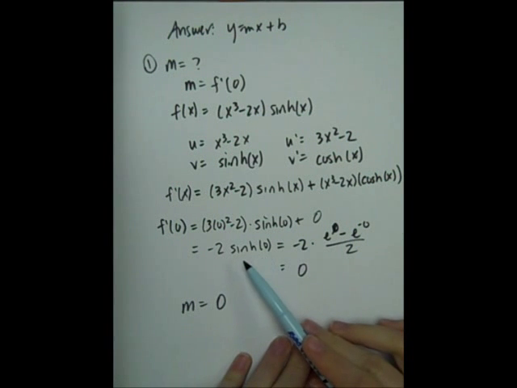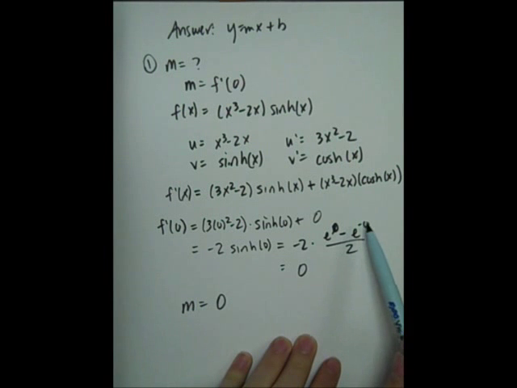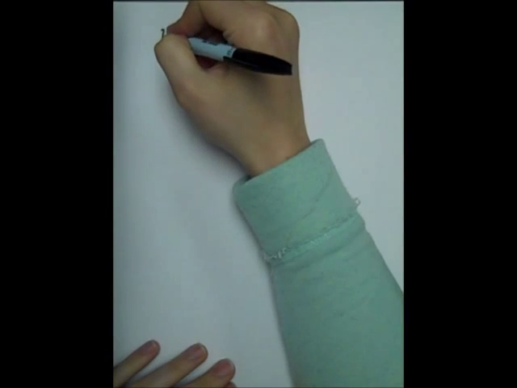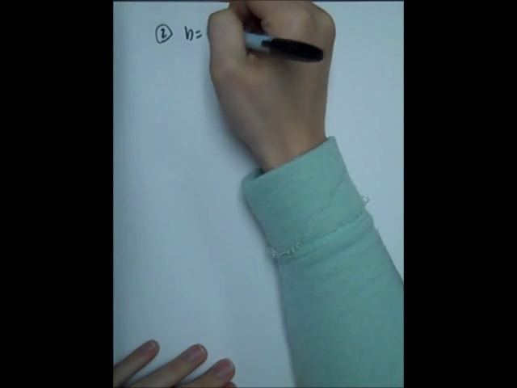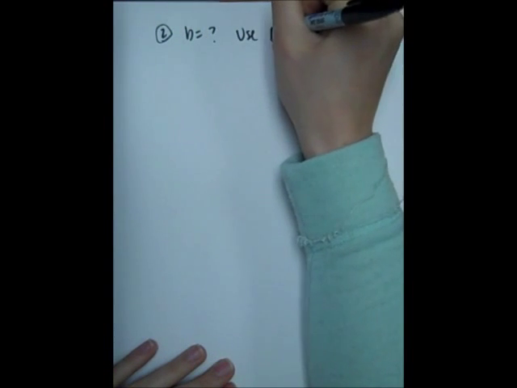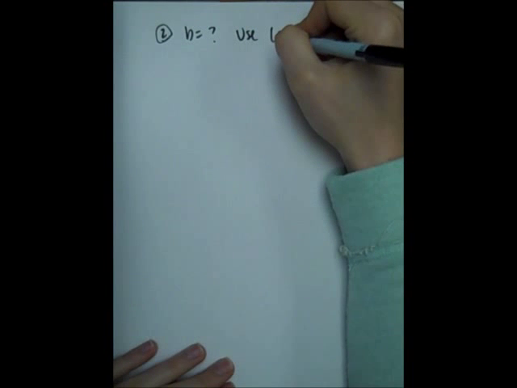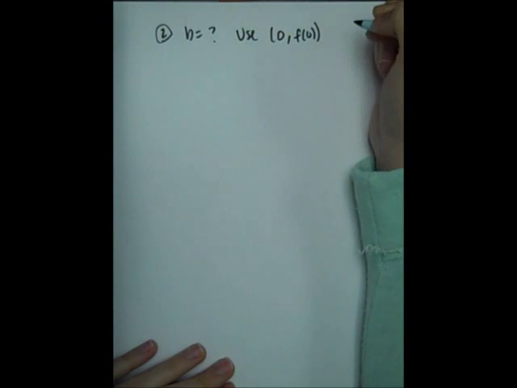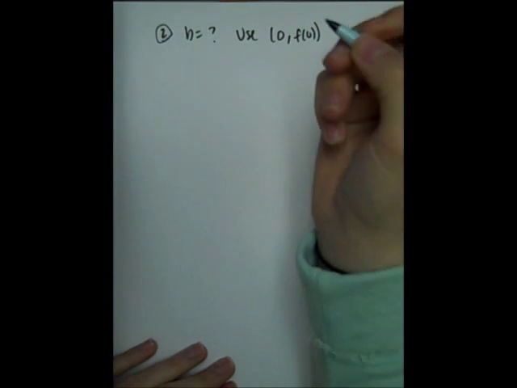So here, to find hyperbolic sine of 0, I plugged it into my definition formula. So e to the x minus e to the negative x. So I found m is 0. Next thing I need to find is b. We're going to use the point x, which here is 0, and then f of 0. Now what is f of 0?